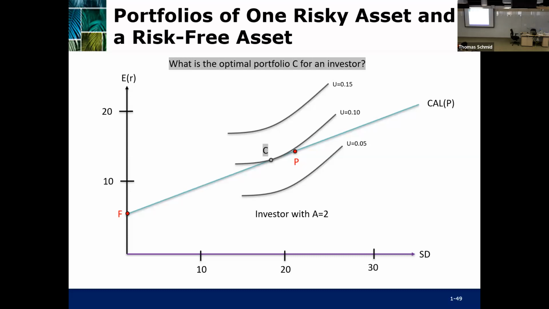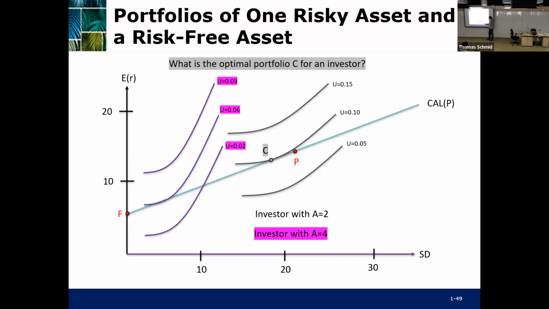Third solution, graphic. Plot the indifference curves, find the indifference curve that is as high as possible but still touches the capital allocation line. So now you can also nicely see again why different investors have different optimal portfolios C. What happens if we introduce a second investor here? The second investor has a higher level of risk aversion. Again, the numbers are a bit made up, but the second investor will have a different, steeper shape of the indifference curve, and because of that there will be a different tangency point, and because of that a different optimal complete portfolio for our second investor.